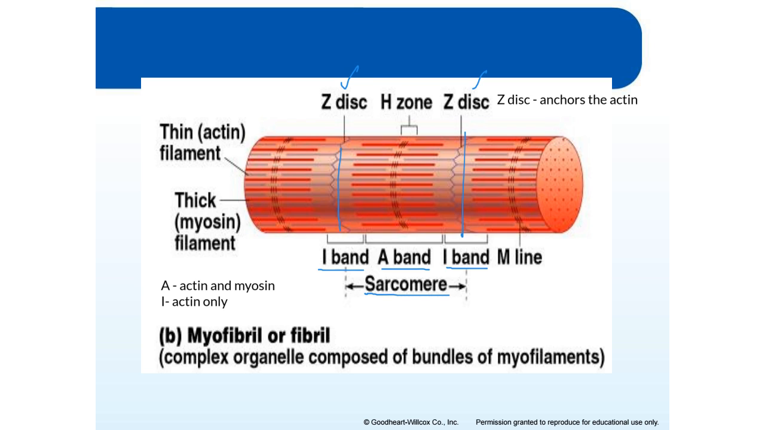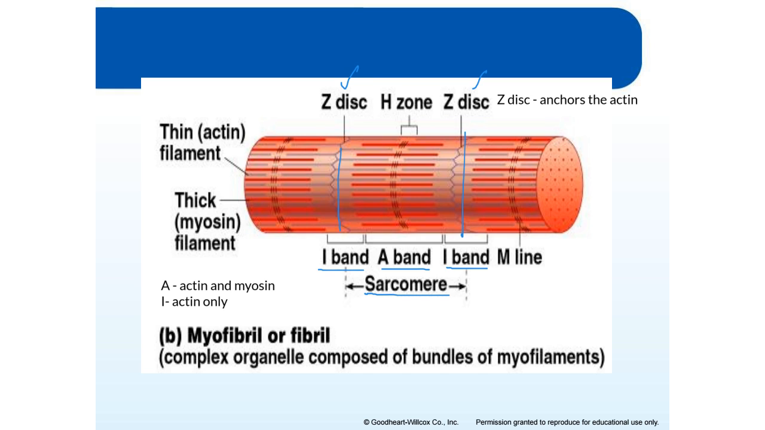Okay, the H zone or the bare zone with that M line, this is an M line running right down the middle, is where our myosin is going to be anchored in. And what happens is when our muscle contracts, these two filaments, this myosin and actin, they're going to just slide over one another, which is what's going to cause the shortening of the muscle and that contraction.